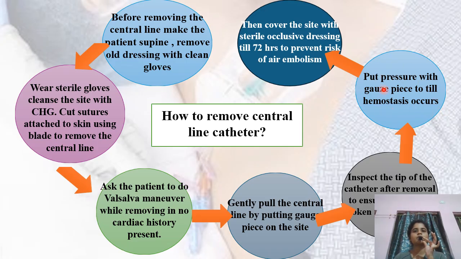After hemostasis is achieved, then cover the site with a sterile occlusive dressing for 72 hours to prevent the risk of air embolism. Okay, so you have to cover the site with the dressing so that air embolism can be prevented. So this is the whole procedure of removing the central line.